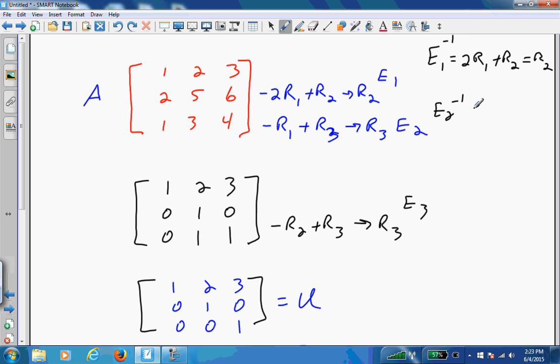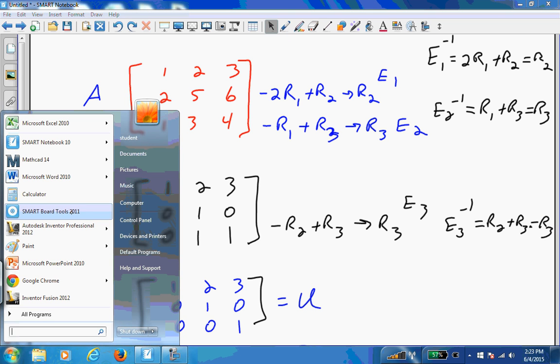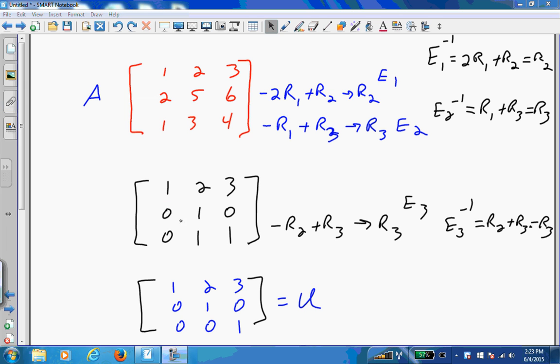E2 inverse, that's plus row 1 plus row 3 to get row 3. And E3 inverse, that's plus row 2 plus row 3 to get row 3. So let's take those and put those into matrices.